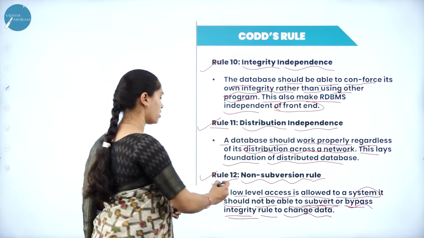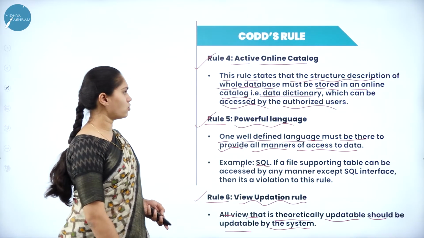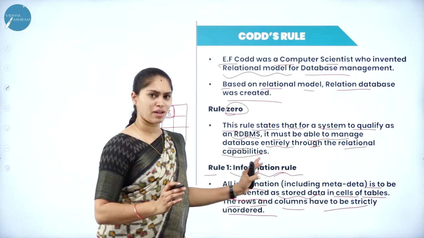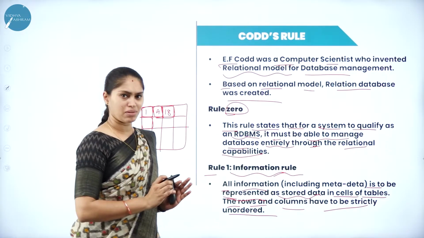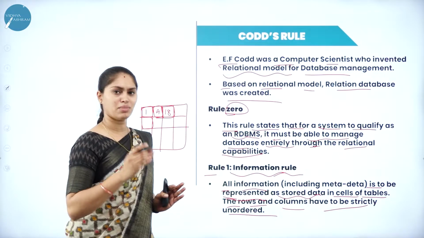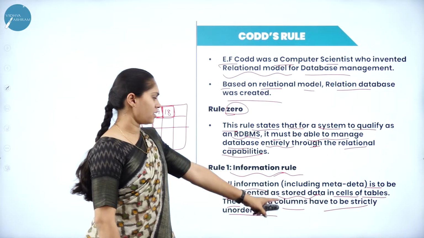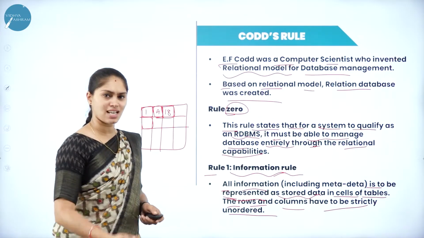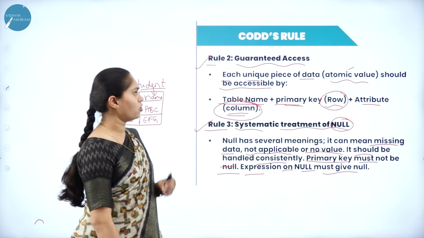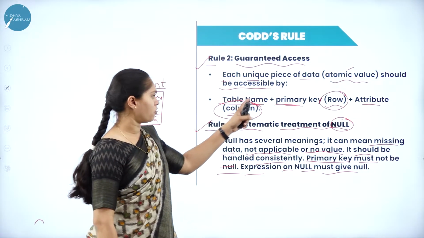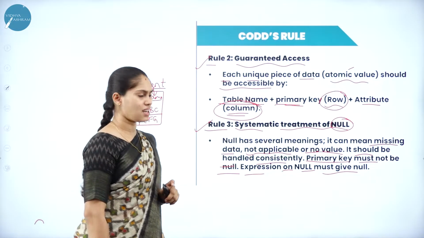That says the rules, 12. So we'll see rule 0. Rule 0 is related to what? It must be able to show as a table. Every content must be in a table. Rule 1, the information rule: information should be specified in terms of cells of a table. And rule 2, guaranteed access: all the data must be accessible with the help of table name, primary key as well as the attribute.